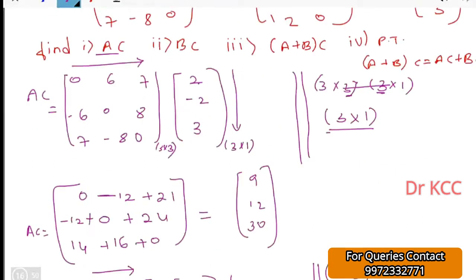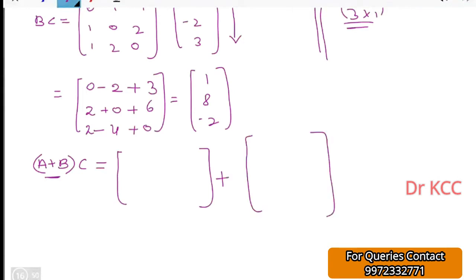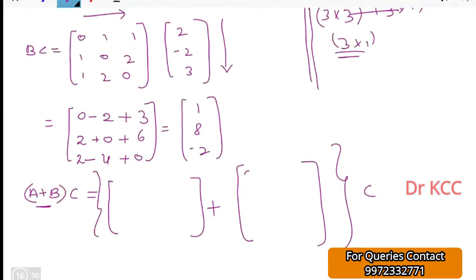Now the next question is A plus B of C. So A plus B of C means what? First A plus B ಮಾಡಿ, then multiply with C. What we are going to do? First write A matrix plus B matrix, then multiply these two with your C matrix. Now direct ಆಗಿ add ಮಾಡ್ಕೋಬಹುದು, but I'm taking one step extra. So B matrix 0, 1, 1, 1, 0, 2, 1, 2, 0.